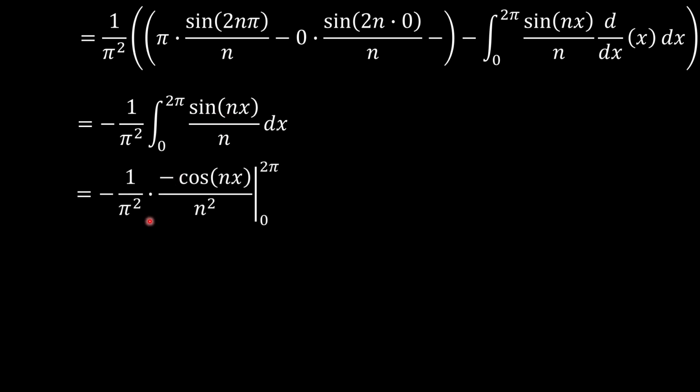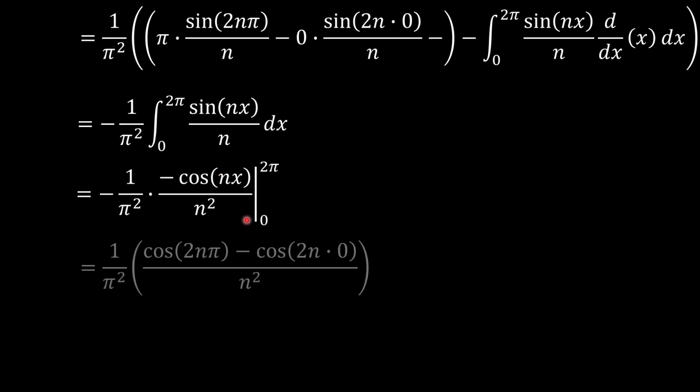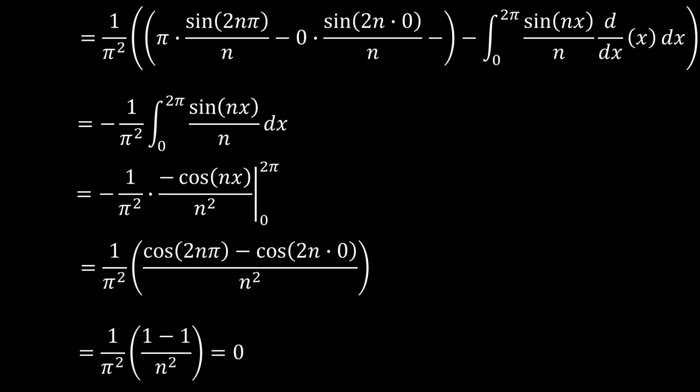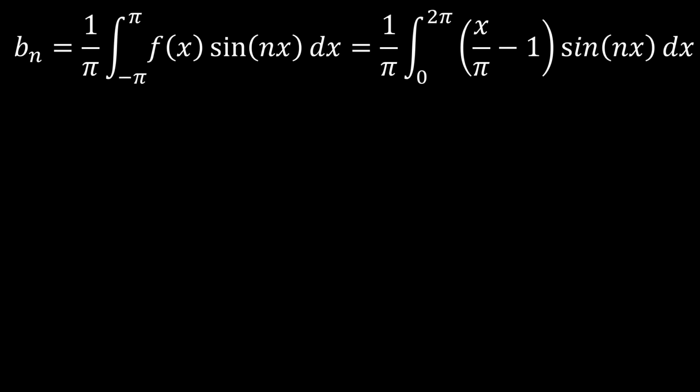We can now integrate this, and we get negative 1 over pi squared, negative cosine nx over n squared. And what we see here is cosine 2n pi is 1, cosine n0 is 1, so 1 minus 1 just becomes 0. Okay, so a0 is 0, an is 0, and now bn is our last hop.